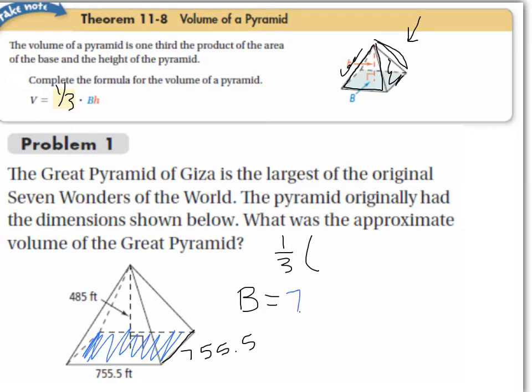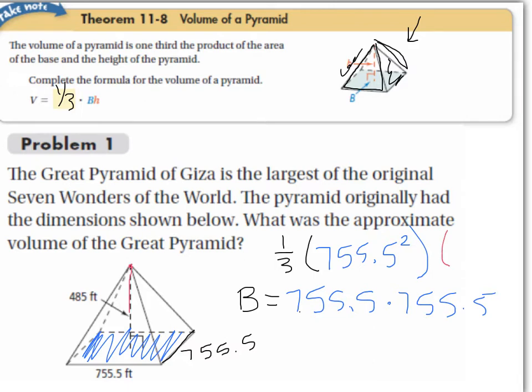So it would be 755.5 times 755.5, or you could also write 755.5 squared in your problem, because for a square, it's going to be the same side length. And then my height is always going to be from the point, the 90-degree angle created with the base. So in this case, it's going to be 485. I'm going to plug that into my calculator.